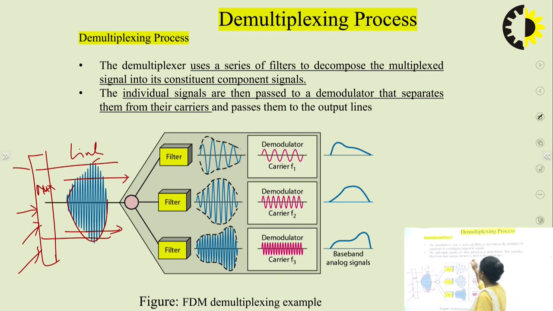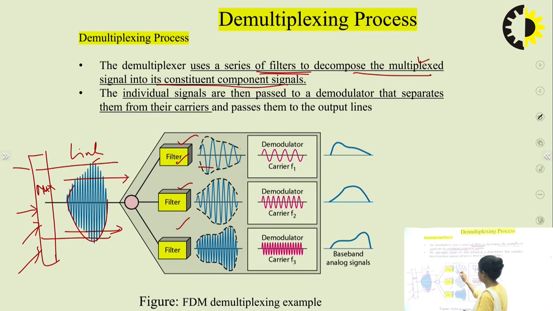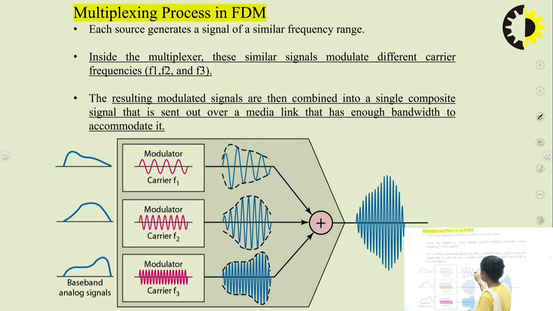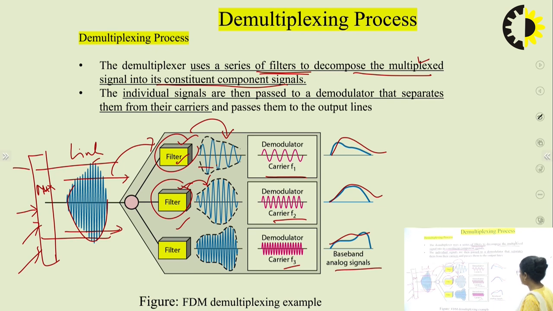What the demultiplexer does is that it uses a series of filters. Since in this example we have three different sources generating three different analog signals, we have three filters, and these filters are used to decompose the multiplexed signal into its constituent component signals. So the first filter decomposes the composite signal into its corresponding modulated signal, this one, and the second filter again decomposes it into its corresponding signal, this one. Similarly for the third filter. These individual signals are then passed to a demodulator, which separates them from the carrier frequencies, and then the resulting baseband analog signals are transmitted to the receiver out of the composite data that has been transmitted over the medium.